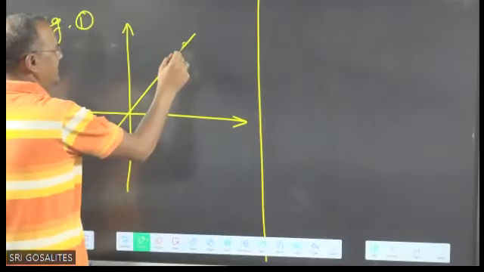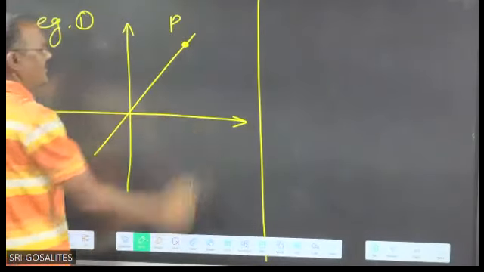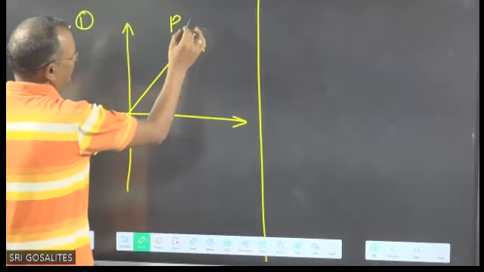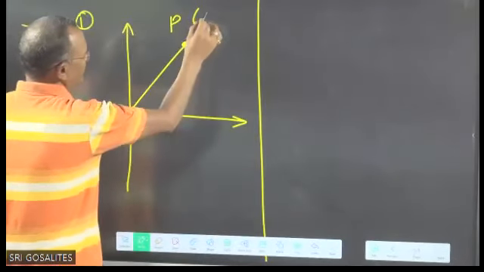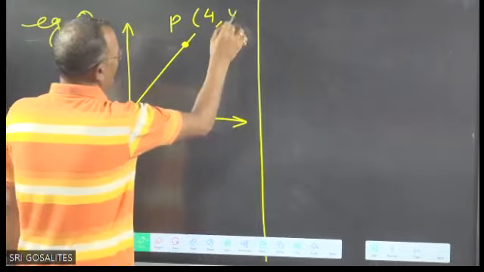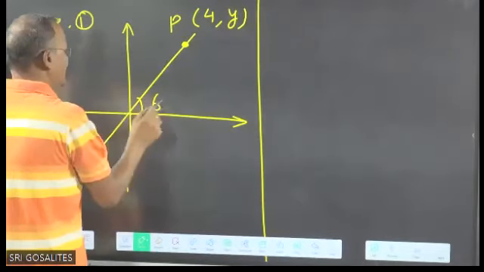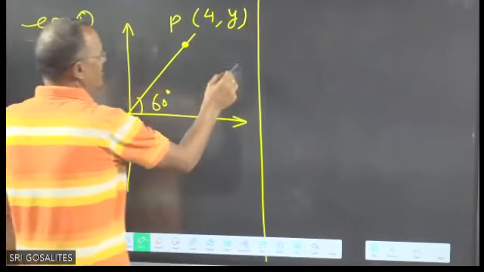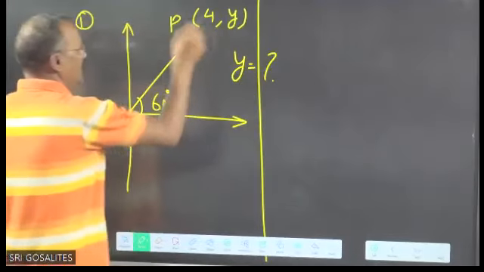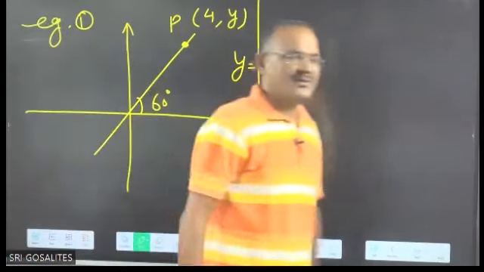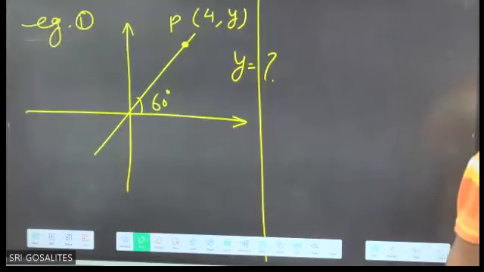So, let us take the first example. This is a line. Here is a point P, okay? The coordinates of this point are 4, y. This angle is 60 degrees. Then can you tell me what is the y at the point P? Come on. Solve it first, all of you.